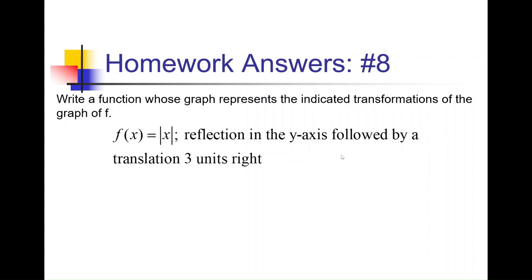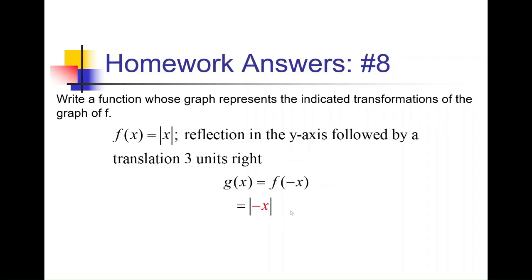Since it's the y-axis, that's a left-right sort of change, so it's going to happen to the input of the function. I'm going to have to negate the x that's being plugged in here. So I'll write g of x equals f of negative x. And just applying this f rule, which is just absolute value of whatever you're plugging in, this is just the absolute value of negative x.